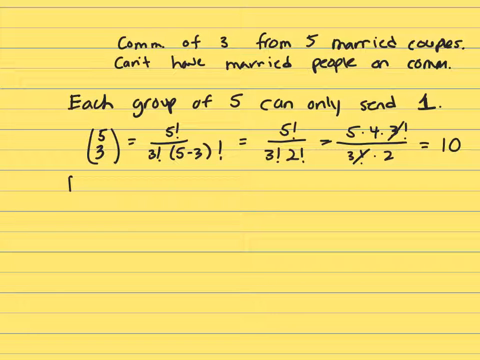So that uses the fundamental counting rule. You've got the committee of 3 people coming from those couples. You've got 2 choices for the first one, 2 choices for the next one, 2 choices for the next one. So that's 8. So you've got a total of 10 times 8, which is 80.